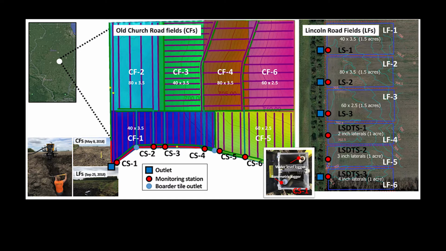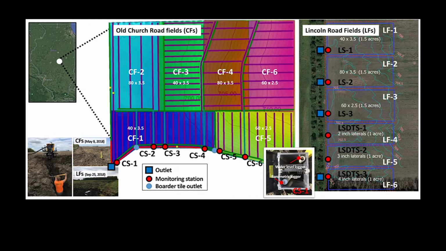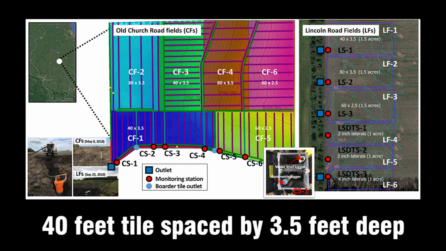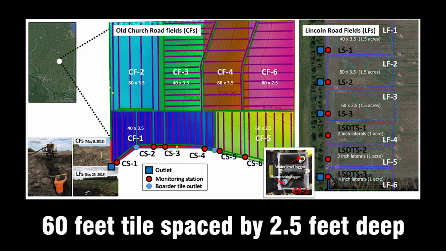So we have installed these 6 replicated plots, which have 3 different spacings and depths of tiles. Each field is around 5 acres in area. One combination is 2 fields of 5 acres with 40 feet tile spacing and 3.5 feet depth. The second set of fields has 60 feet tile spacing with 2.5 feet depth, and the third set of fields has 80 feet tile spacing with 3.5 feet depth.